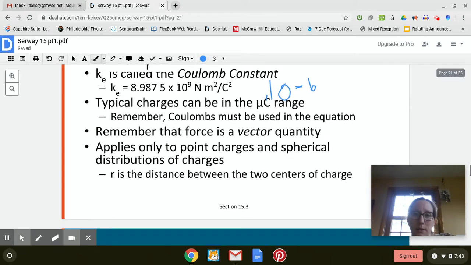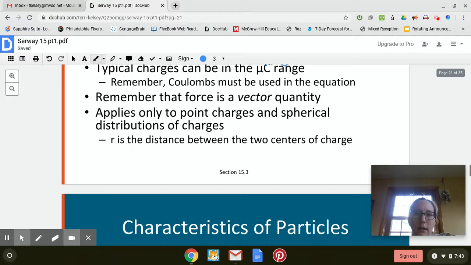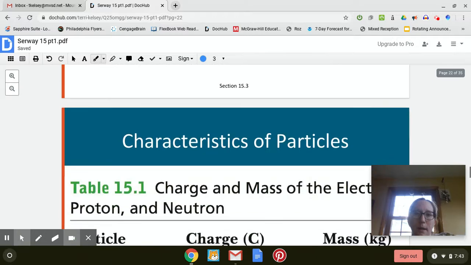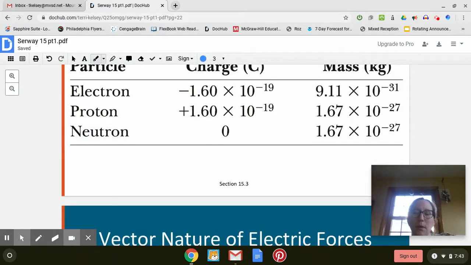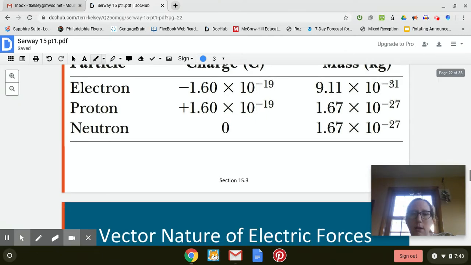Force is a vector, so again, you need to figure out direction. And that formula only works for spherical objects or point charges. Here are the charges and masses, just in case you need them for problems.